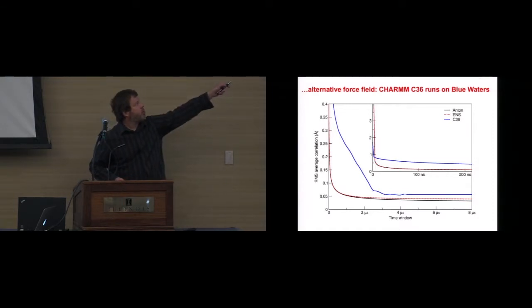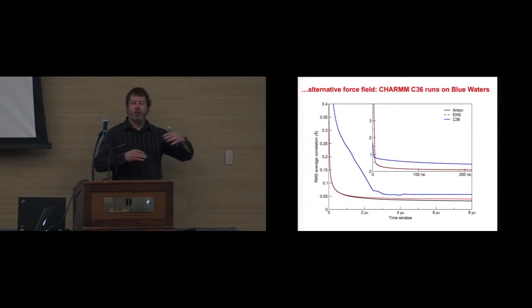This is kind of a measure of how well the structure is converging to the average structure. And CHARMM takes a little bit longer to converge, maybe more like 3 microseconds. That's because it does a lot more terminal base pair fraying, up to 3 or 4 bases, compared to the Amber force field. But essentially the same results are seen.